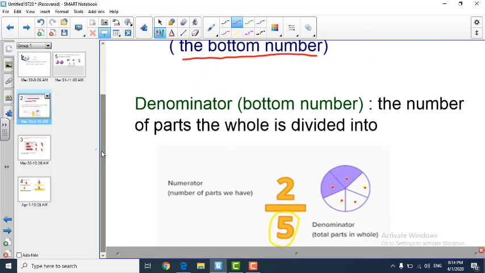Okay, what is the meaning of bottom number? The bottom number is the number of parts the whole is divided into. For example, here I have 5, so I divide this circle into 5 equal parts. And the top number represents the colored parts here.